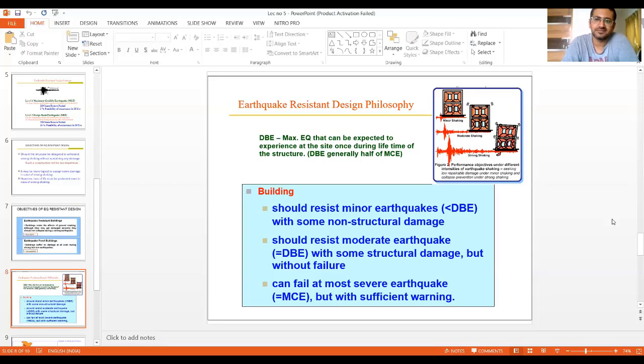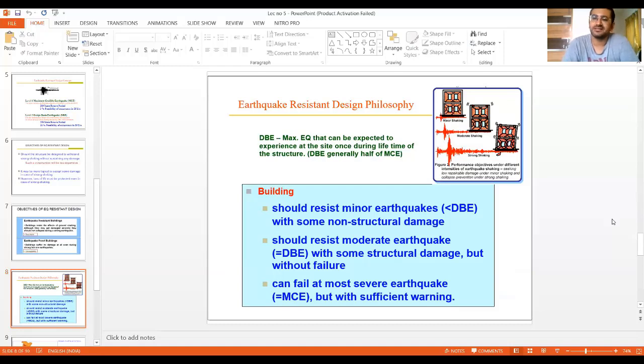And for this design basis earthquake, the seismic parameters that are defined under IS 1893 are used, and the design of the building is to be done accordingly. That is, the building should resist minor earthquakes with non-structural damage, should resist moderate earthquakes with some structural damage but without failure, and can fail at most in a severe earthquake but with sufficient warning. Right? So three different categories, that is the minor earthquake, moderate earthquake, and strong earthquake, are defined under the design philosophy of IS 1893.